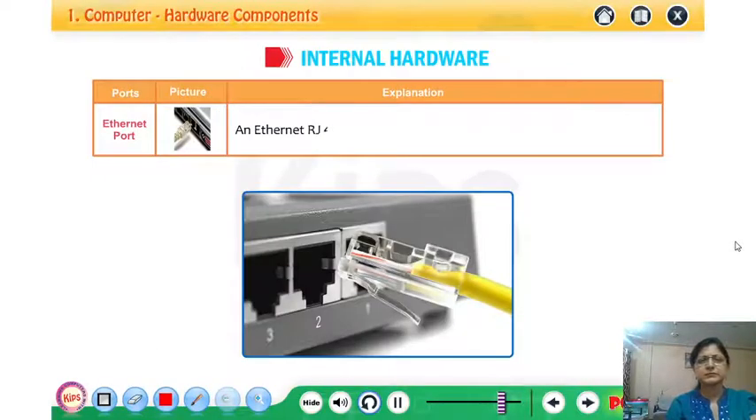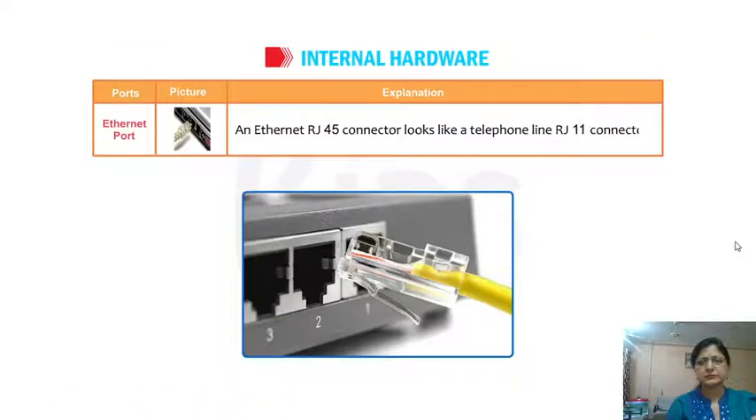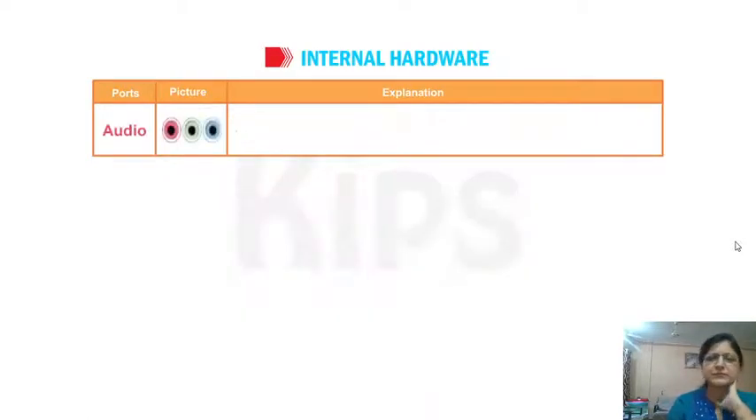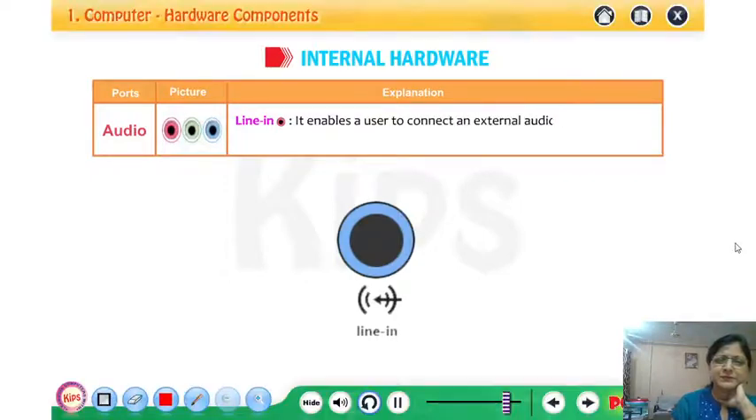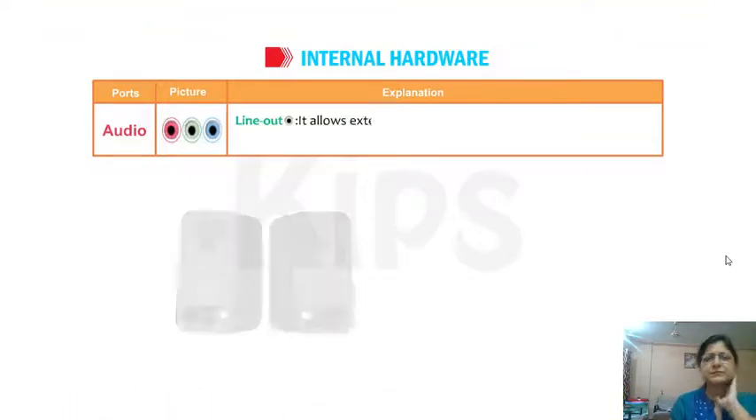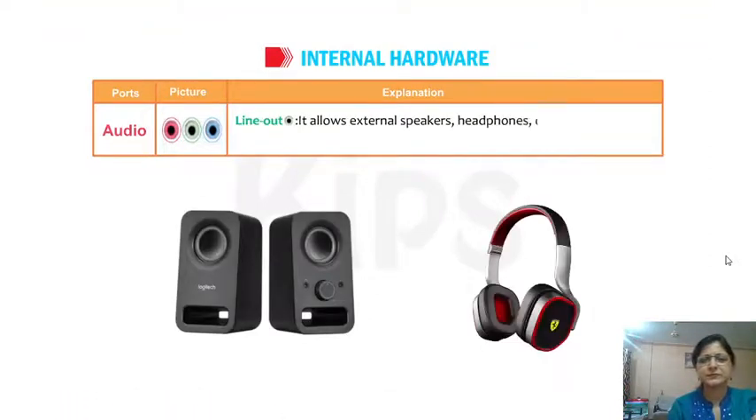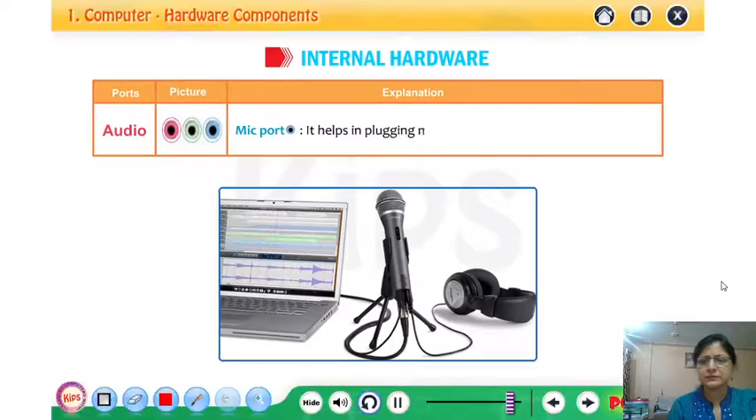Ethernet port. An Ethernet RJ45 connector looks like a telephone line RJ11 connector. Usage. It is used to connect your computer to a wired network. Audio. Line in. It enables a user to connect an external audio device to the computer. Line out. It allows external speakers, headphones or other output devices to be connected to the computer. Mic port. It helps in plugging a microphone into the computer.